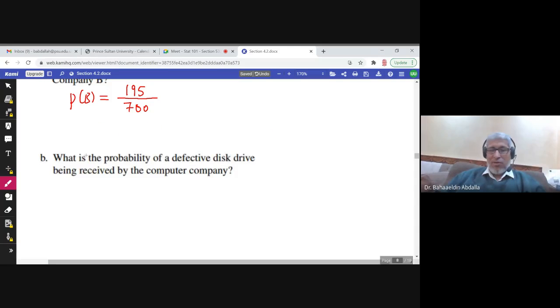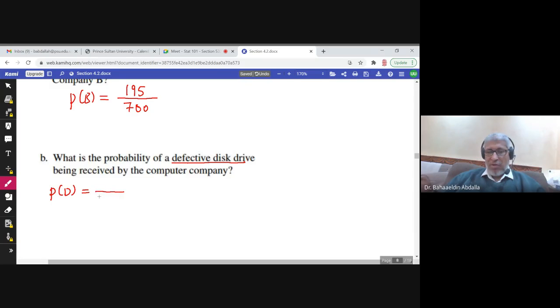Another question: what is the probability of a defective disk drive being received by the computer company? He didn't mention any company, he said in general. So he is asking about defective disk drives. If we call this event D, capital D, what is the probability of the disk being defective? That is, selecting a disk from these 700 disks, what is the probability that this disk is defective?